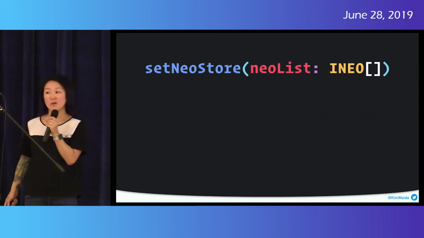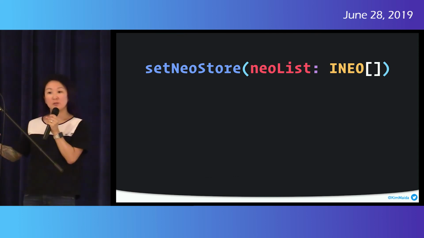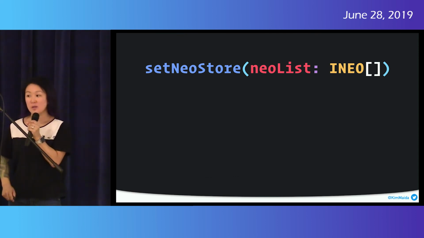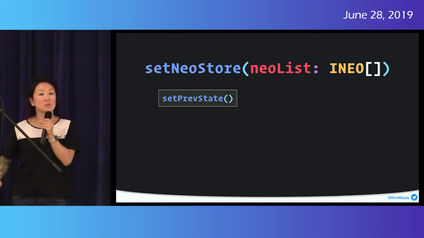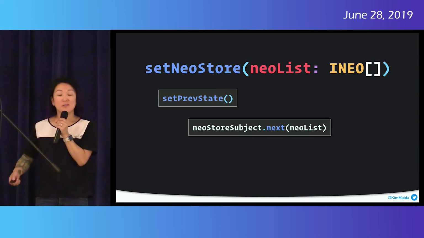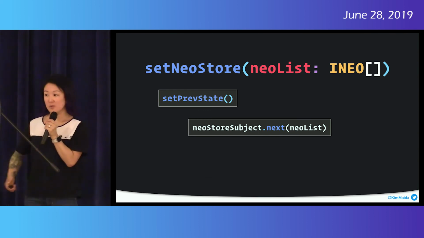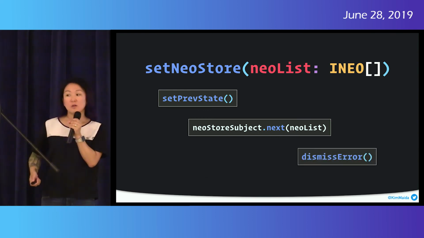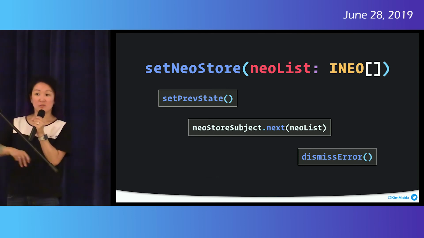The next thing I need is a way to set my store. So in order to set the store, I expect to be passed an array of neo objects, or near Earth objects. The first thing I'm going to do is set the previous state, because before I change the state, I need to know what it is currently. Then I'm going to emit the array as the next state. This is the array that was passed in, what we get from the API, or what it is after something happens. And then I'm going to clear errors in case there were any previously, and now that we've updated the state, I'm going to make sure that anything that was there previously is gone.